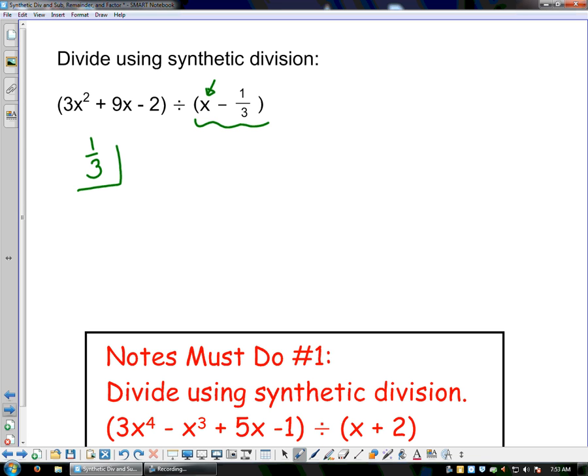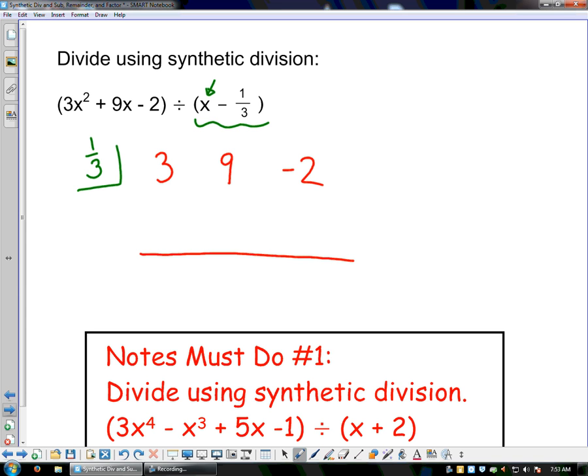Now, I noticed in my dividend, it's 3x squared plus 9x minus 2. It's already in standard form, and I'm not missing any degrees. Okay, so I can just fill in the coefficients. I don't need to write any x's, so I'm going to write 3, 9, and a negative 2. Right, and I didn't need any zeros in this case. Nope, perfect. I'm going to leave a little room. I'm going to draw a line.